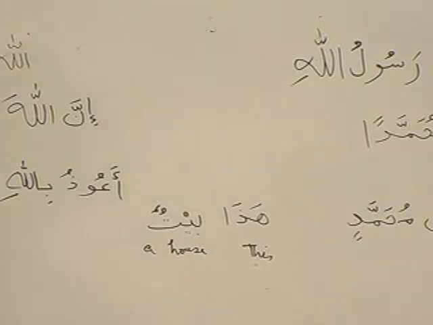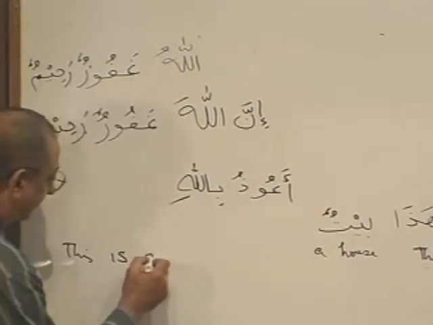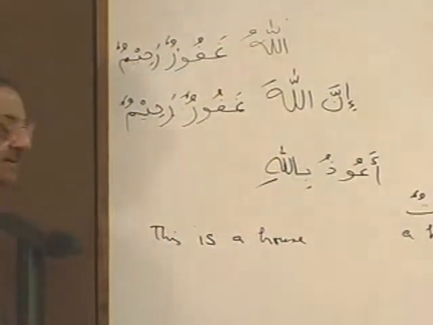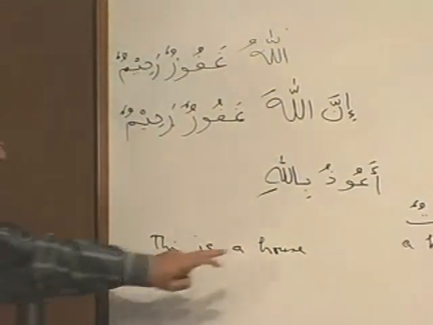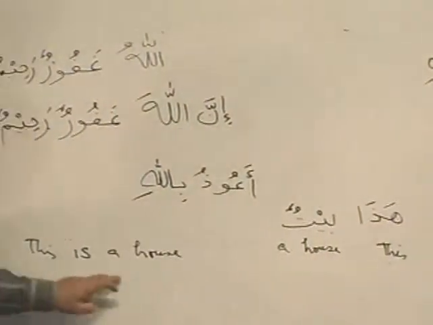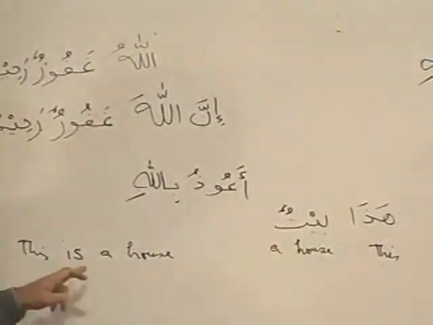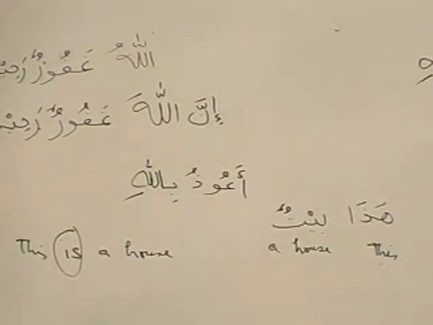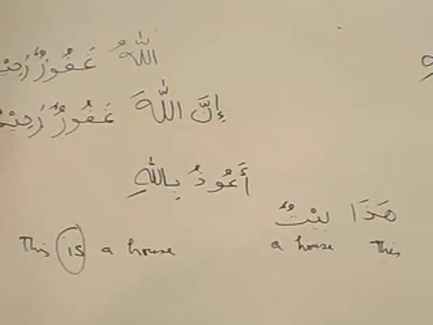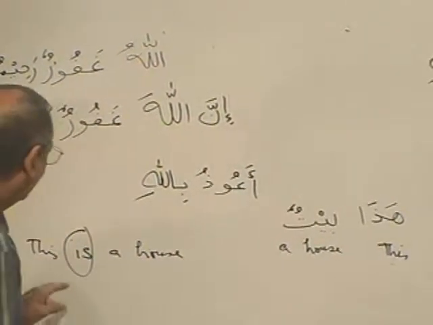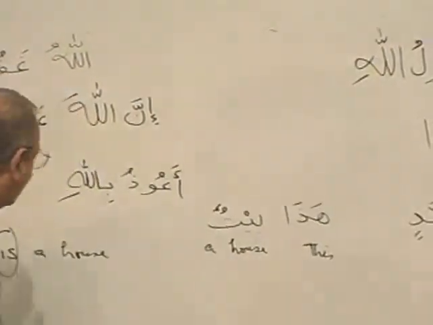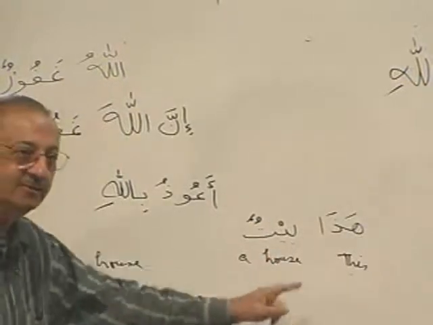But you said in English that this is a house. I see this here, Hadha. I see a house here, Baitun, but I don't see anything similar to is in Arabic. Are you with me when I explain, Brother Muhammad? You say this, which is equal to Hadha, and you say a house, Baitun. What about is?